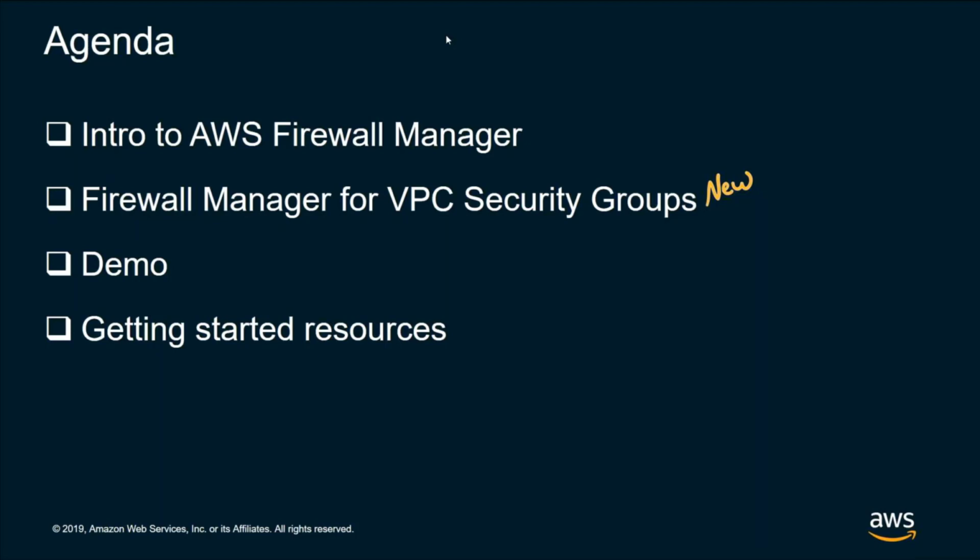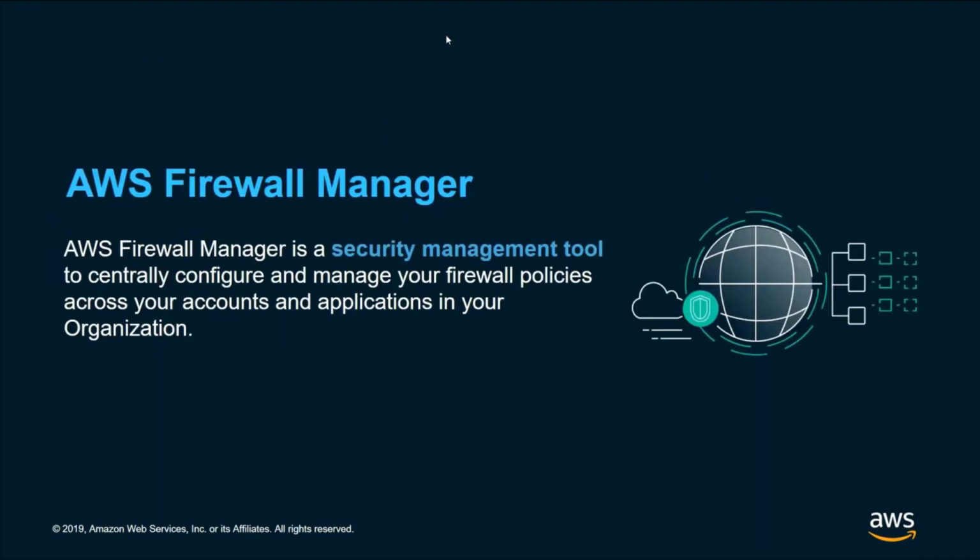All right, with that, we'll just dive right into this. So what is AWS Firewall Manager? Firewall Manager is a security configuration management tool that helps you centrally configure and manage your firewalls across your accounts and applications in your organization on AWS. So as it says, it's a way for you to make it easy to manage your firewalls, which could be WAF or Shield, and now security groups.